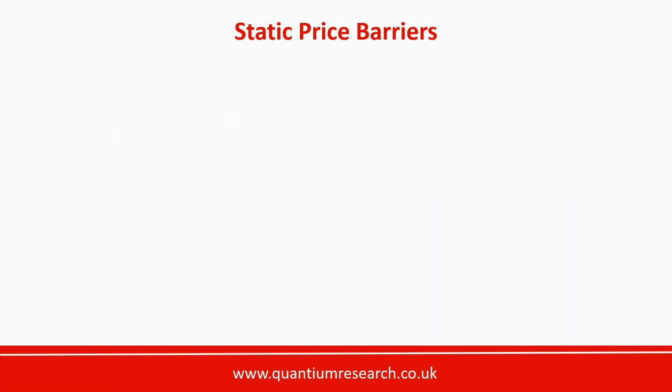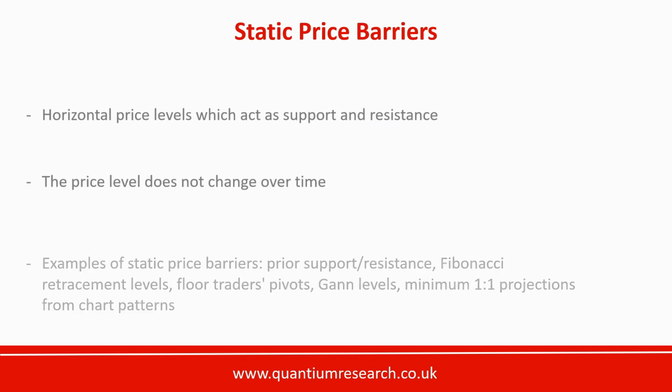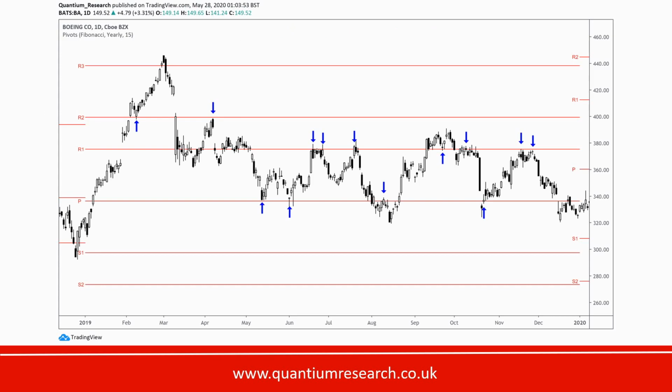So now we're going to look at static price barriers, and these are simply horizontal price levels of support and resistance, these barriers. The price level of the barrier is the same at every time point. So examples of static barriers include prior support or prior resistance, as we've already seen, Fibonacci retracement levels, floor traders pivots, Gann levels, and minimum one-to-one projections based on chart patterns.